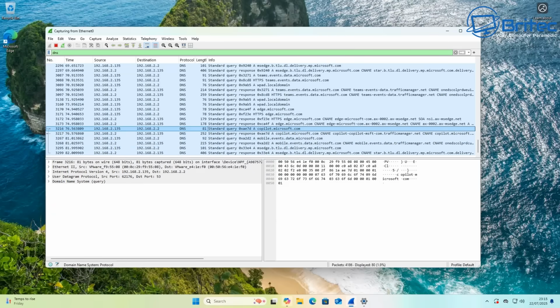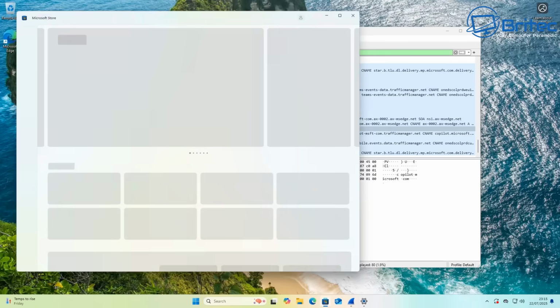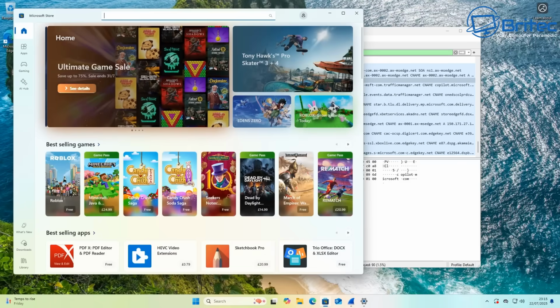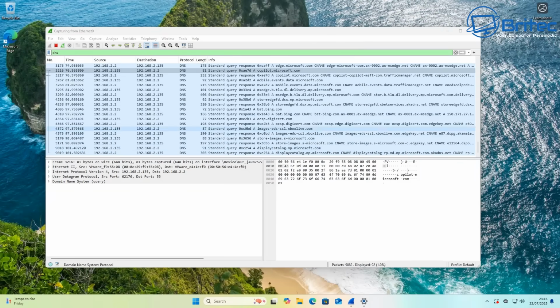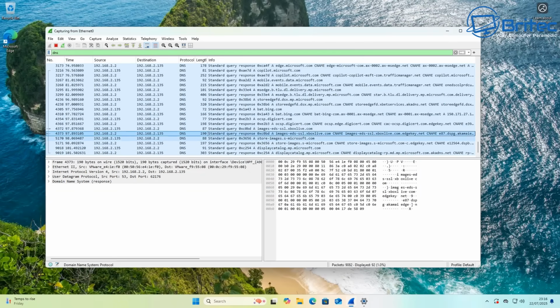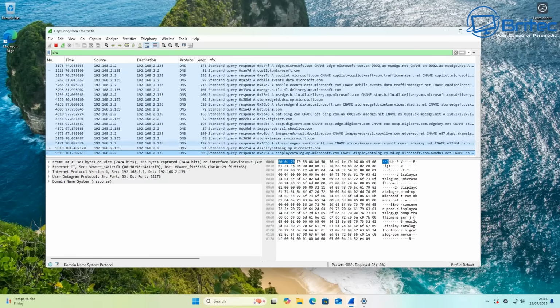copilot.microsoft.com. There's also other ones on here as well, which are obviously to do with Microsoft. Some of these could be, for instance, bing.com or teams.events.data.microsoft.com or teams-ring.msedge.com and msn.com, store-images.s-microsoft.com, and the list goes on.